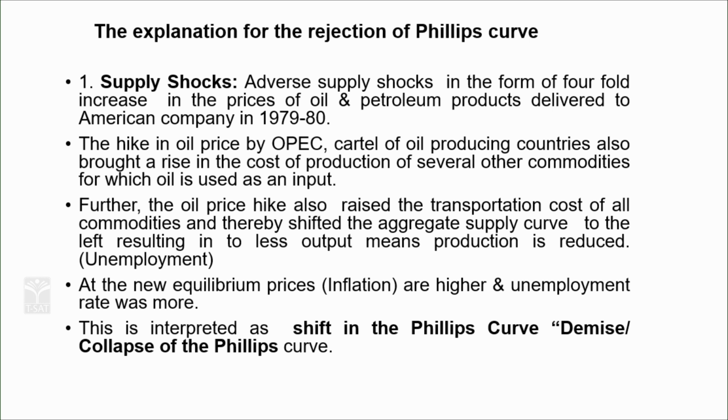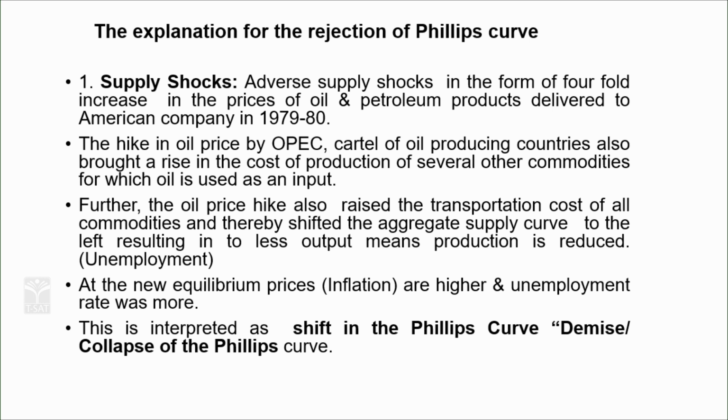The hike in the oil price was made by the oil and petroleum exporting countries, who formed a group. That group is referred to as a cartel. The cartel of oil producing countries also brought about a rise in the cost of production of several other commodities for which oil is used as an input. Thereby, overall prices started increasing further and further.